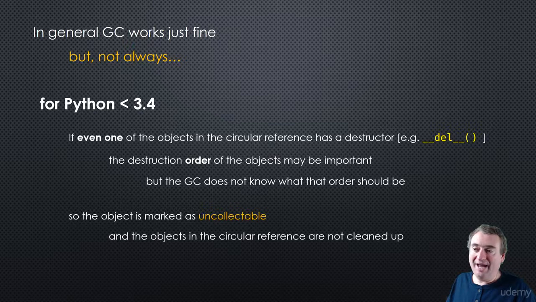And so when you had that situation with a circular reference where at least one of the objects had a destructor, then they weren't getting cleaned up, not by the garbage collector, and of course not by reference counting, and we would end up with a memory leak. Now that is no longer the case with version 3.4 and up. That particular problem has been resolved. So I really suggest that you do not use Python less than 3.4. Right? Use Python 3.4 and above.